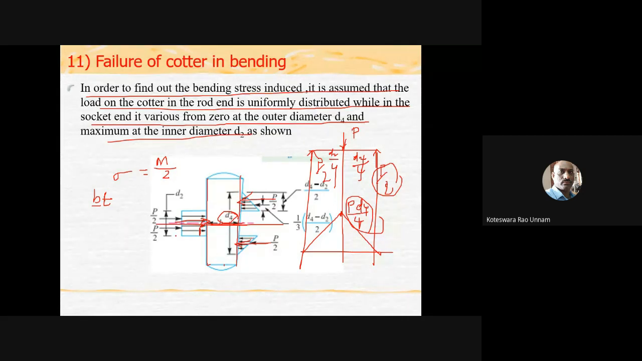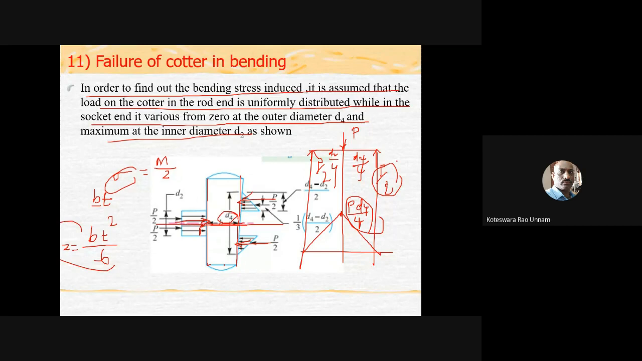B is a variable. One thing you can do is approximate it as a mean width and use B and T as the dimensions. Then Z is nothing but BT square by 6. For a rectangular cross section, the section modulus Z is given by BT square by 6. Here I know the bending moment M, which is P into D4 by 4, and this is Z. I can calculate the bending stress, and from that I can check whether it is going to fail in bending or not. So that is one way of doing it.